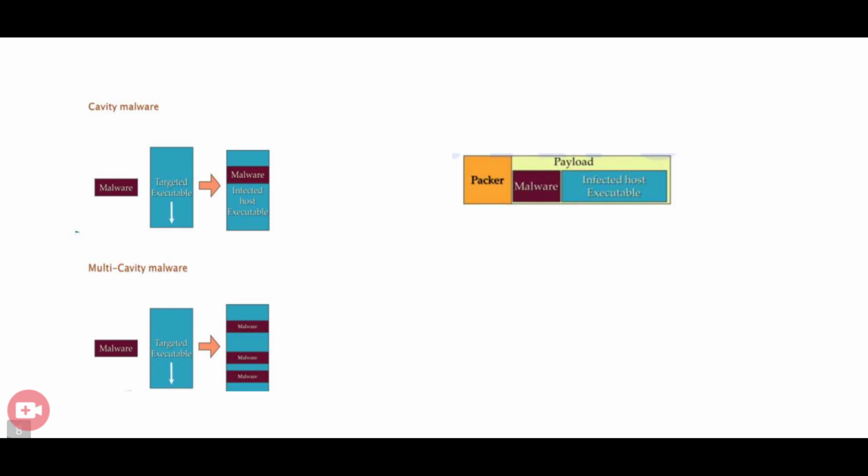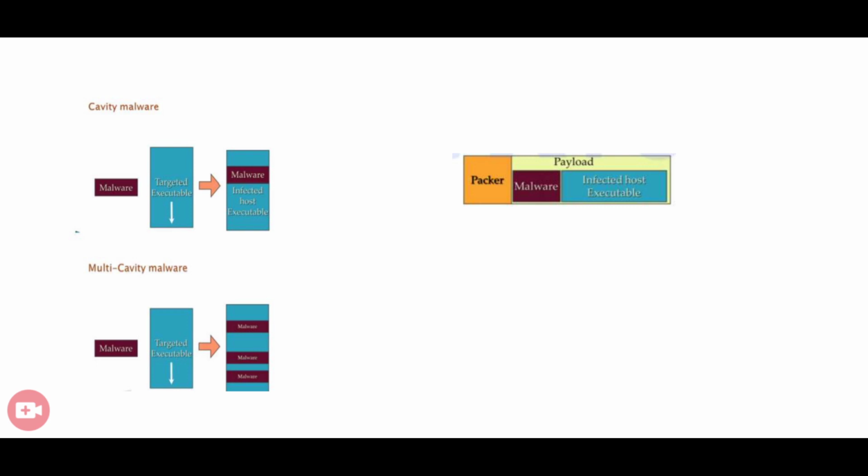You have cavity malware, multi-cavity malware, and packer. Cavity malware means some executable file may contain some free or empty spaces. The free space will be filled by the malware. That is cavity malware. In the same way, multi-cavity malware means an executable file has a large number of cavities or empty spaces, and they will be filled by the malware. So they are known as multi-cavity malware.